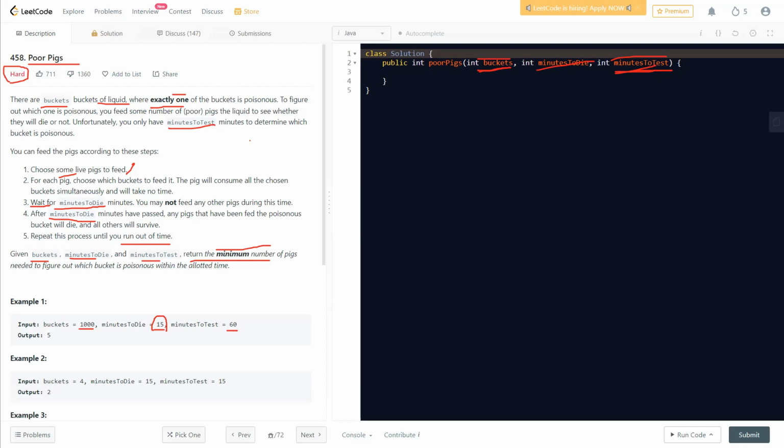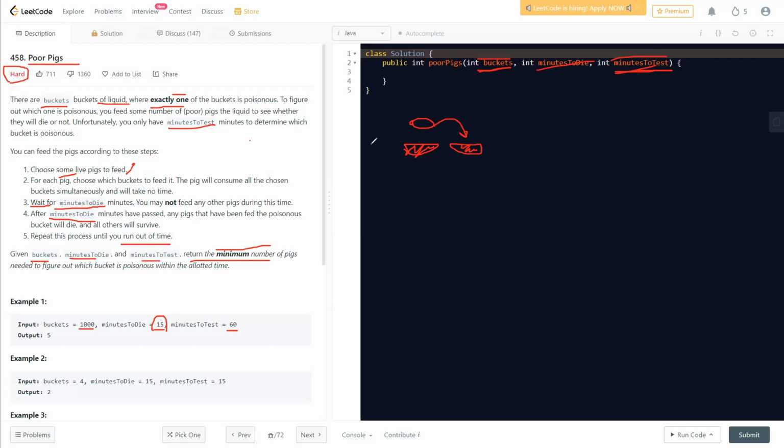If a pig or pigs in an observation survive, and we still have spare time to perform another trial, then we'll engage this pig again in a new trial. Say a particular pig survives the bucket you gave it, and our minutes to test is still remaining, so we can engage this pig with another bucket and observe whether it will survive or not. So that's the whole idea.